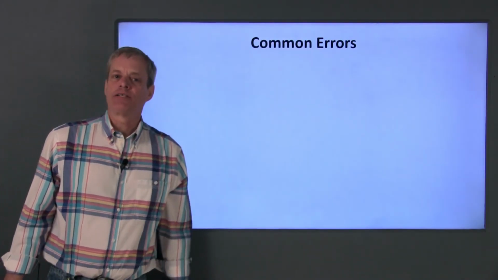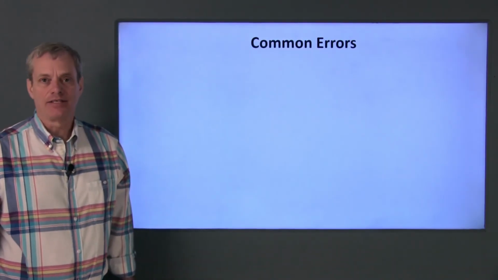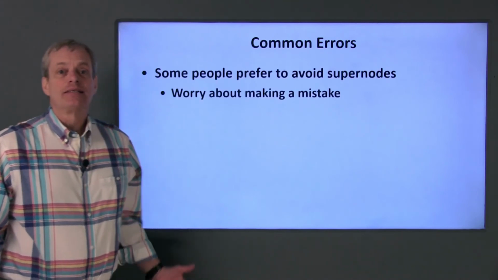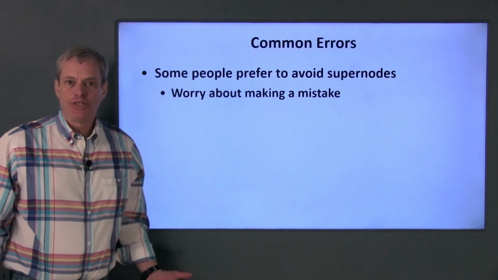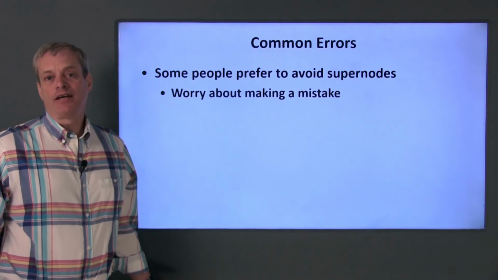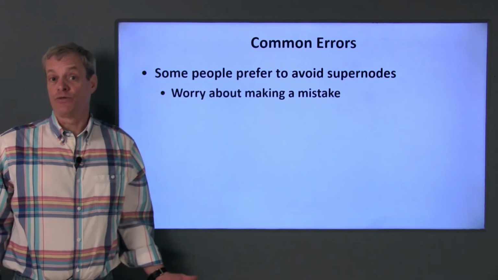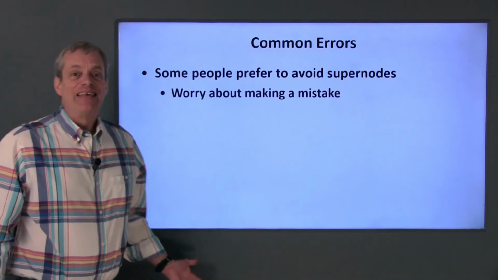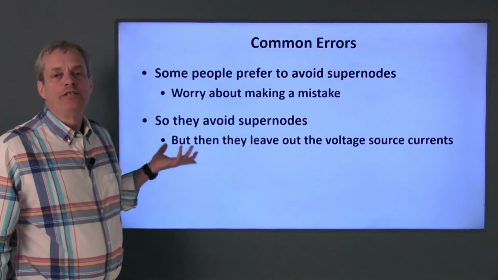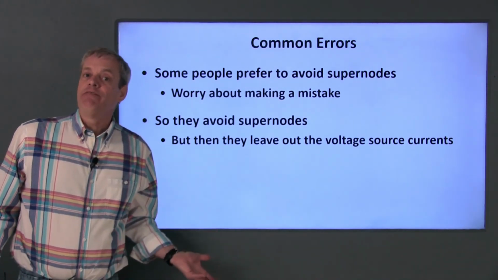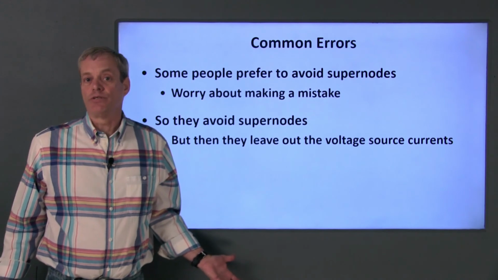Finally, I want to talk about some common mistakes in nodal analysis that can result from a poor understanding of supernodes. Some people have kind of an aversion to using supernodes. They feel uncomfortable defining them, or they worry about missing one or more current terms associated with a supernode. This leads people to try to avoid supernodes completely. However, a common mistake is to leave out the currents through the voltage sources.